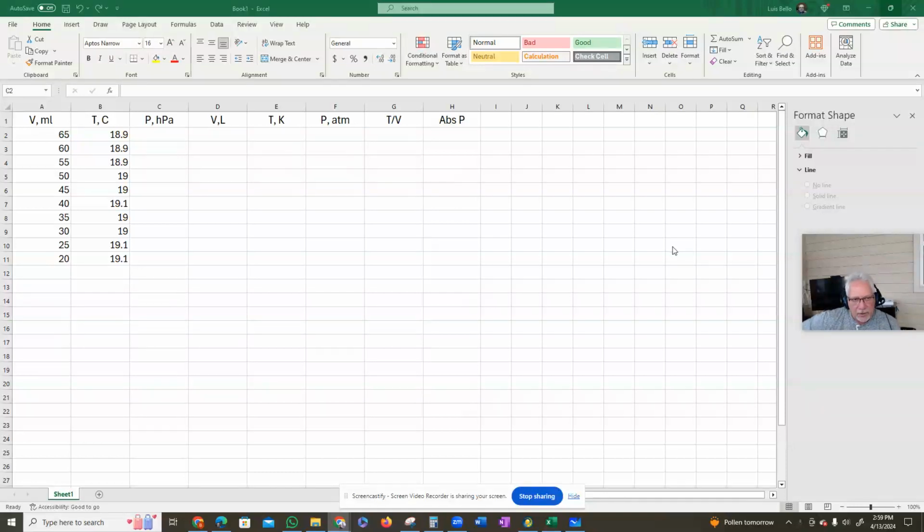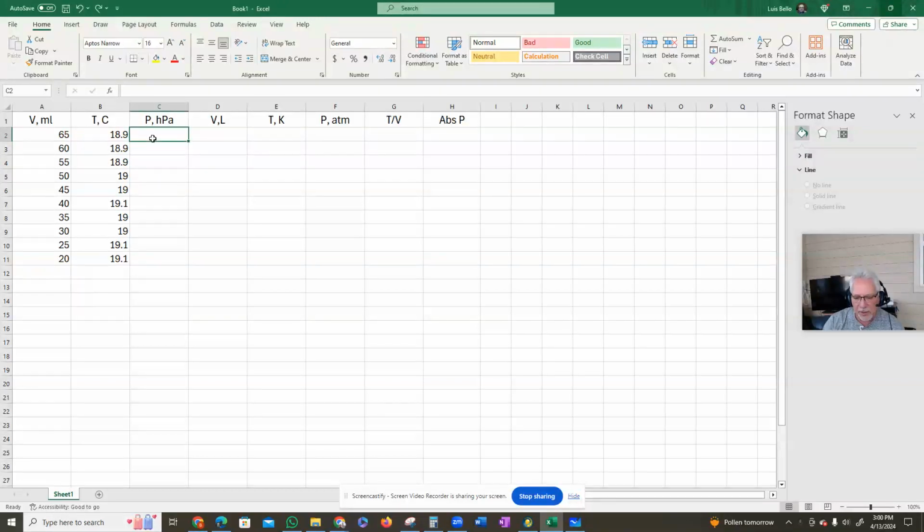Hello everyone. I just want to show you how to make the equation in Excel, the one related to the gas law and Excel. Here is the way you will do that. I already copied all my volume, the one that I calculated after cranking the cylinder, and the different temperature.